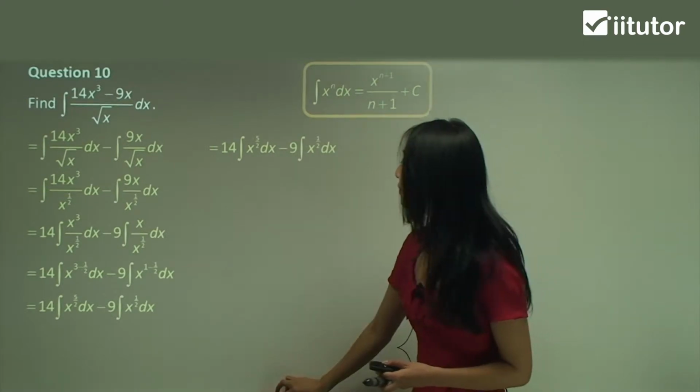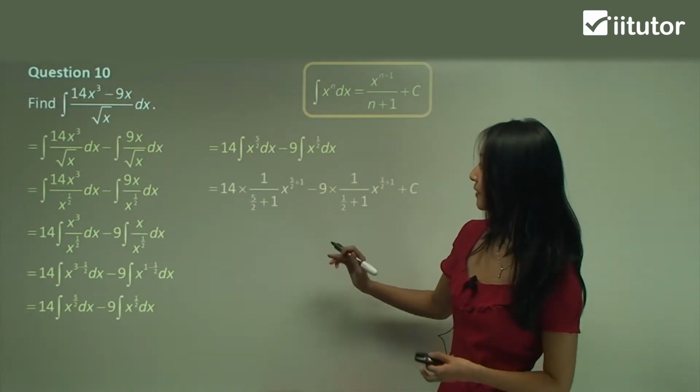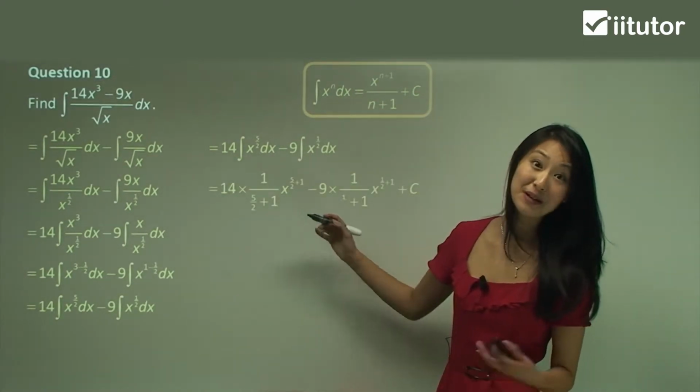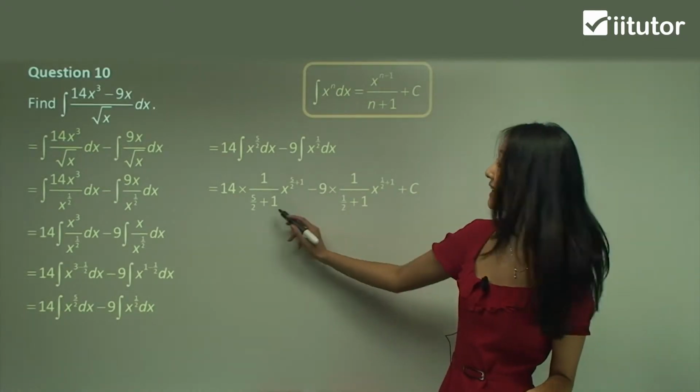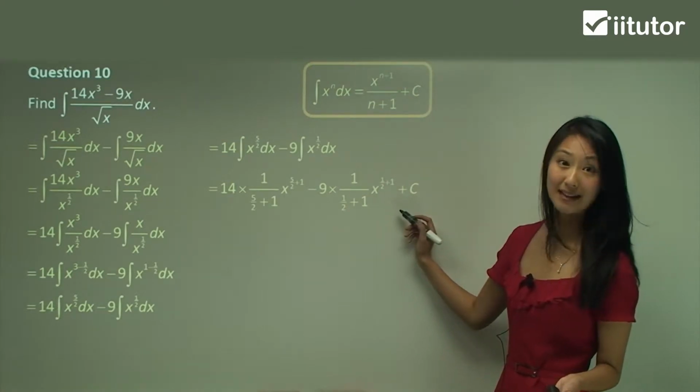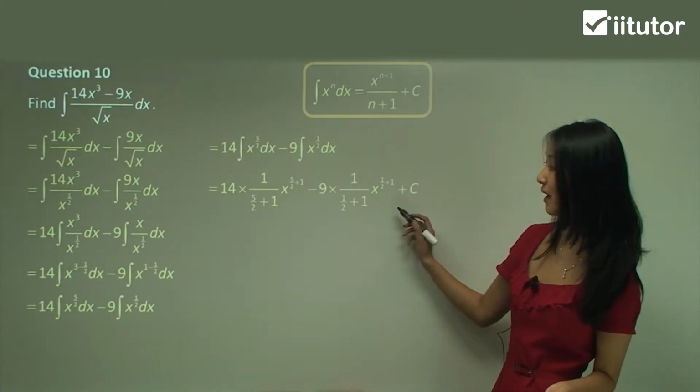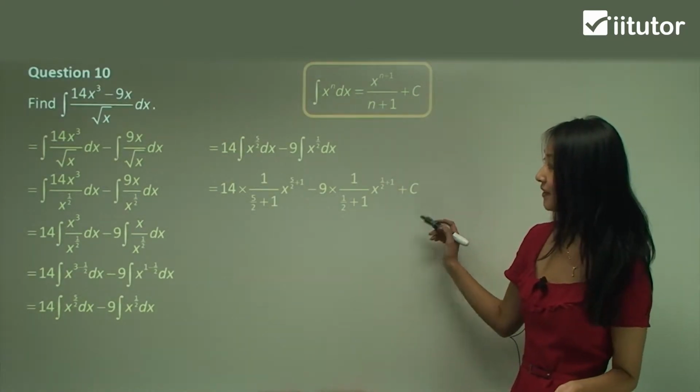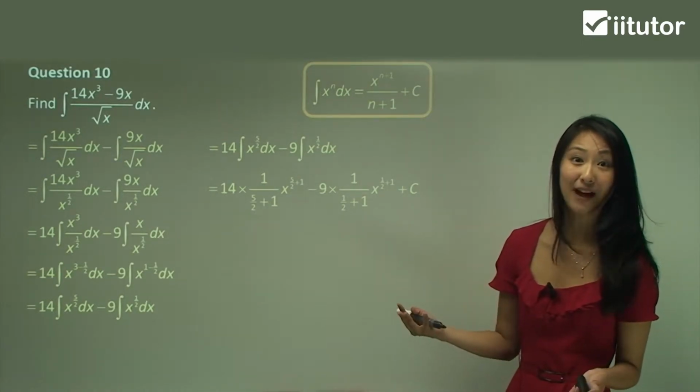So we add 1 to the 5 on 2. So we have 5 on 2 plus 1. We always divide by exactly the same, the index plus 1. And here we have half plus 1 divided by exactly the same, which is half plus 1, and plus integral c. And now all we need to do is simplify a little bit.